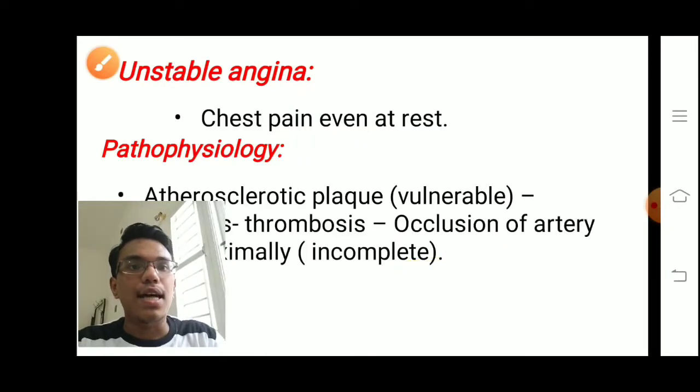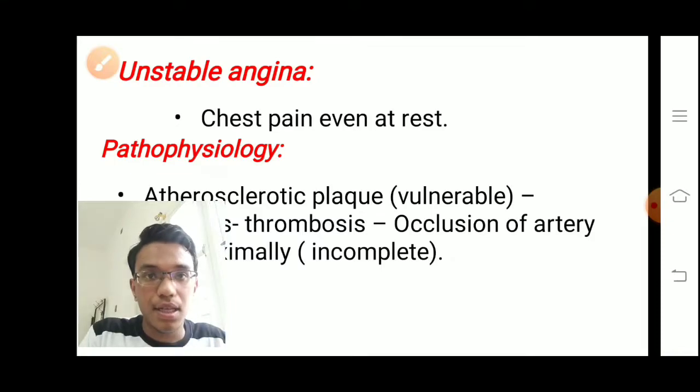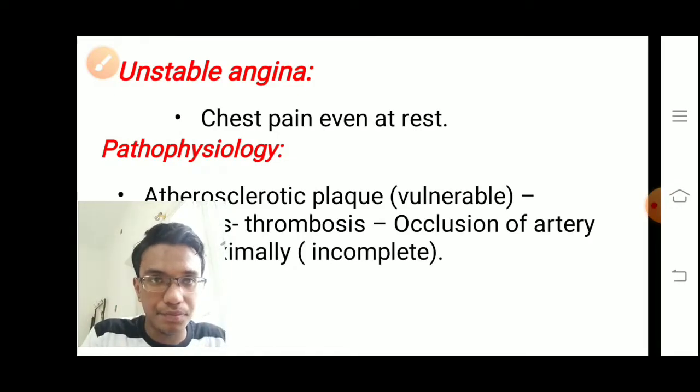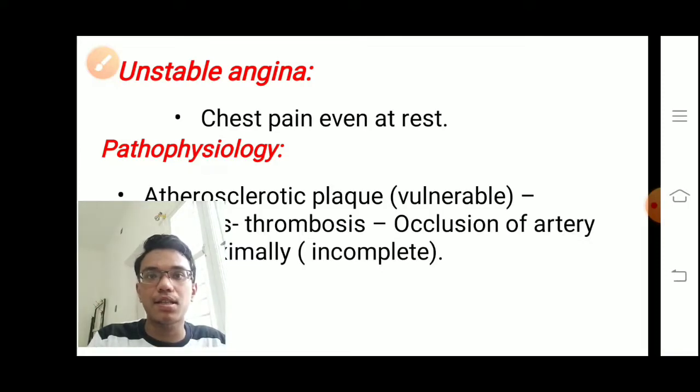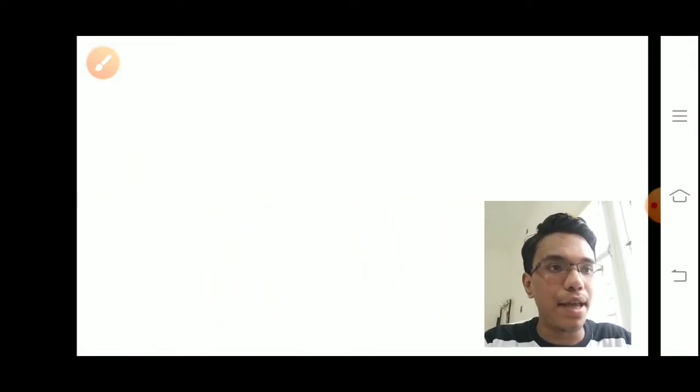So what is unstable angina? Unstable angina means the patient experiences chest pain even at rest. Whatever points I am telling, you have to correlate this with stable angina. In stable angina, the patient experiences pain only during exertion, whereas in unstable angina, the patient will experience chest pain even at rest. Now, what is the pathophysiology behind this? What causes the patient to suffer from chest pain even at rest? We have to see. For that, let me draw a simple diagram.